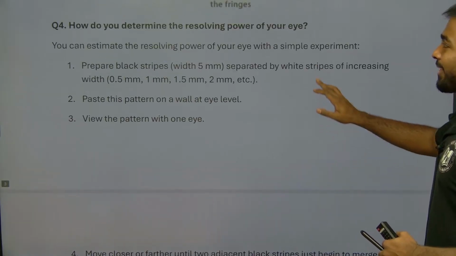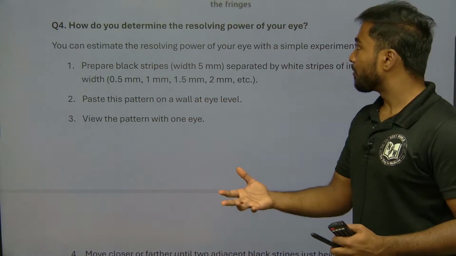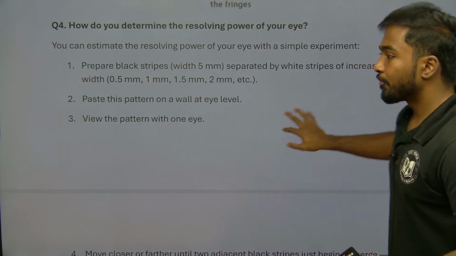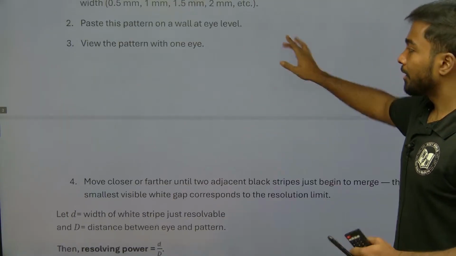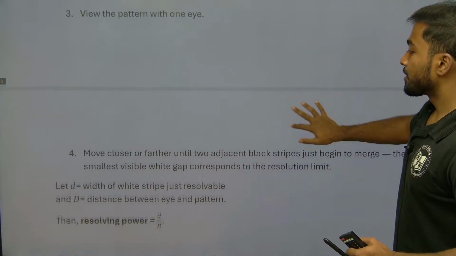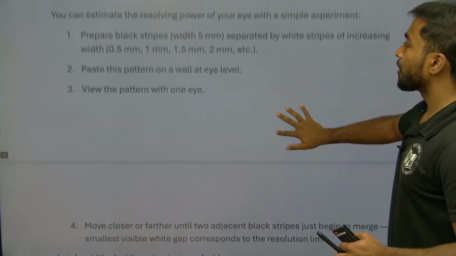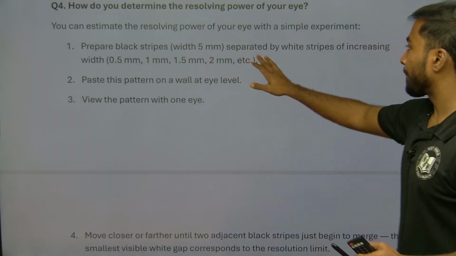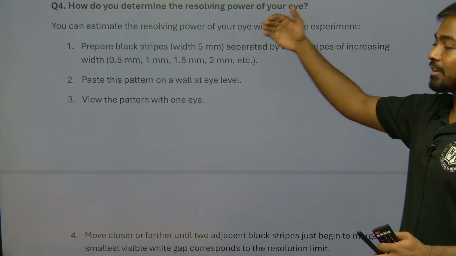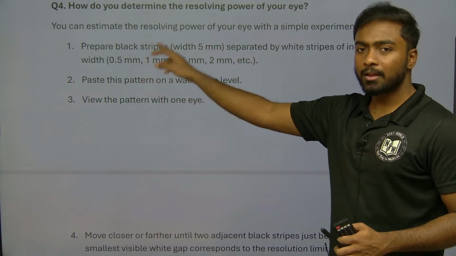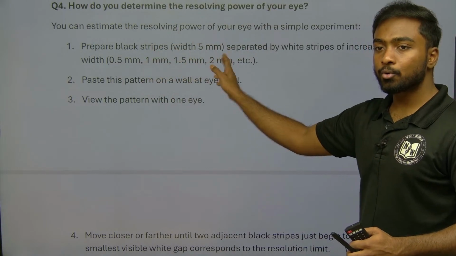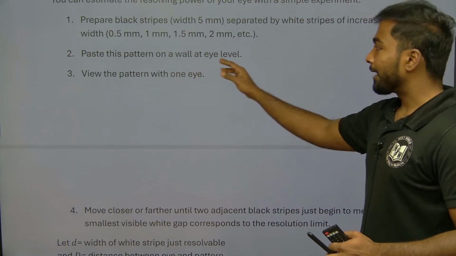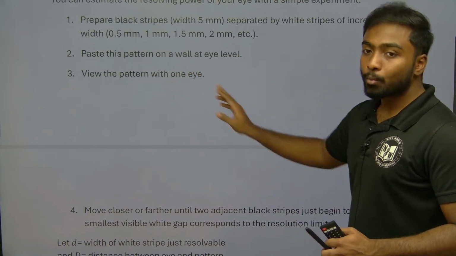So what are they asking? Determine the resolving power of your eyes. So what steps do I need to include there? If you mention those steps, that's more than enough for this question. So simply you can mention the first point as taking black strips of width 5 millimeter separated by white strips of increasing width, which is 0.5, 1, 1.5, 2, 2.5 and so on. Paste this pattern on the wall at eye level and view the pattern with one eye.